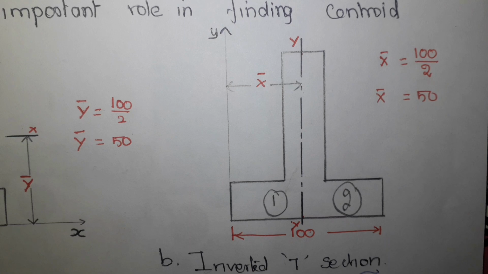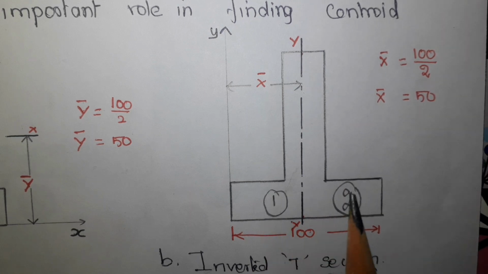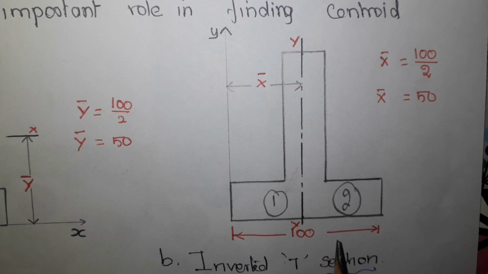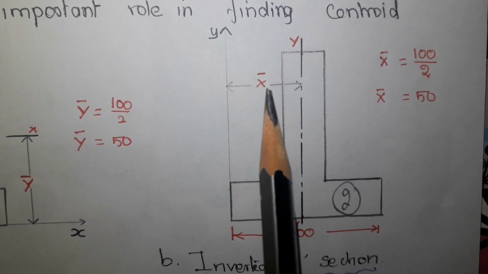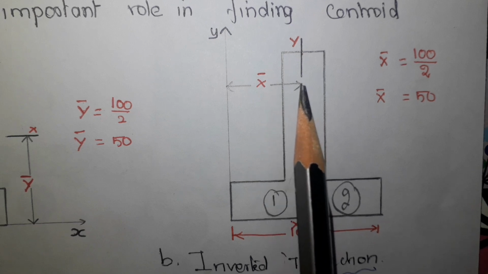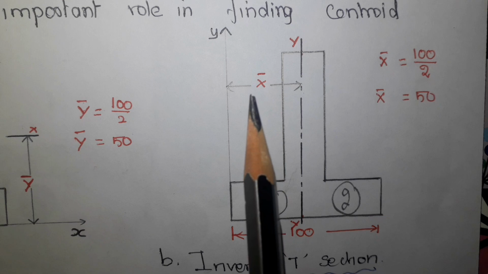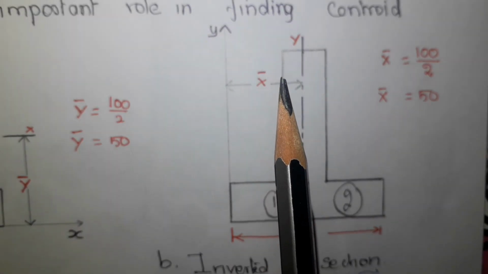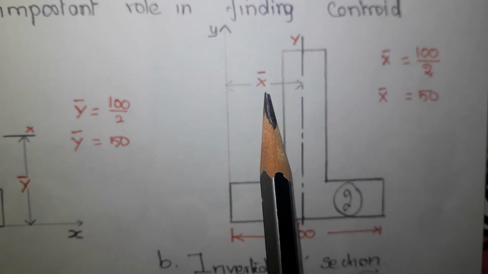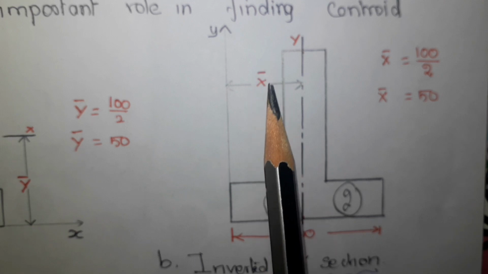So it says that these two are axisymmetric with respect to the y axis. Now it is easy for me to find the value of x bar, because x bar is the distance between the centroid and the y axis. So you can easily get the answer for x bar, the position or the location of the centroid.